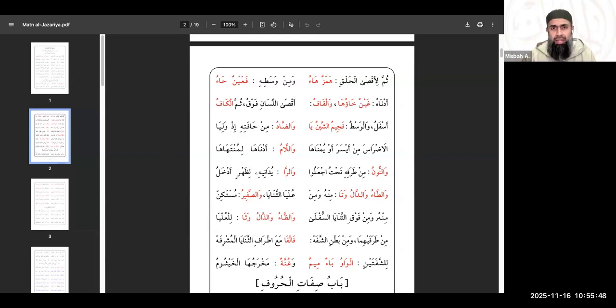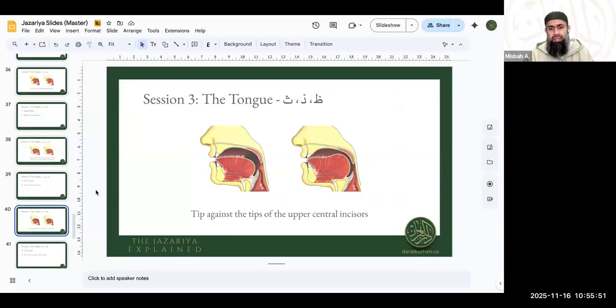Okay? So we go back to the slides, and I said on the slides, the tip against the tips of the upper central incisors. Keep it simple. No need to make it challenging. Tip against the tip. Tip of the tongue and tip of the upper central incisors. And you see it on the screen, in the diagram, and you will notice that the tongue on the one on the right is raised.